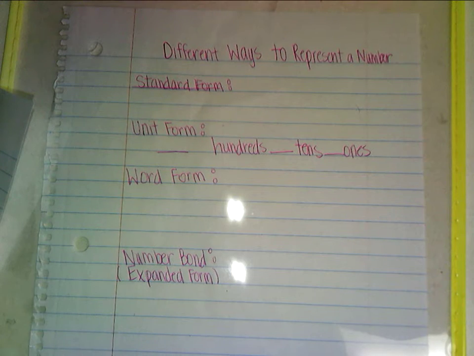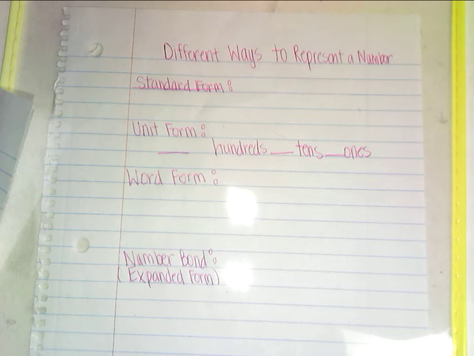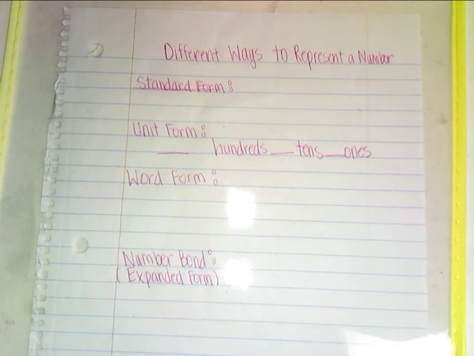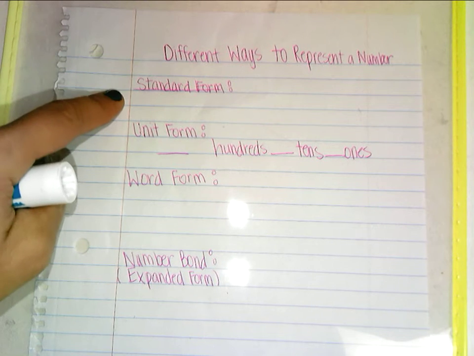Hi class, today you're going to practice different ways to represent a number. And you're going to have a 3-digit number, okay? So there are 4 different ways to represent a number. The first way is standard form.